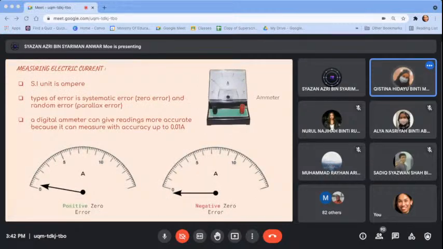Next is measuring electric current. The SI unit for electric current is ampere. There are two types of error that can occur when we are measuring electric current. The errors are systematic errors, which is zero error, and random error, which is parallax error. Instead of using a normal ammeter, we can use a digital ammeter to get a more accurate reading. Why? Because it can measure with accuracy up to 0.01 amp.